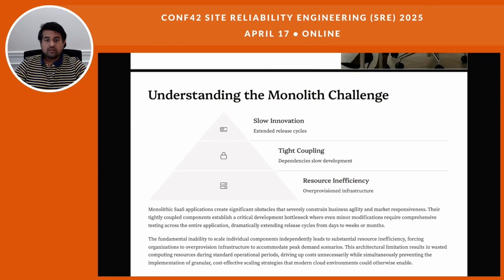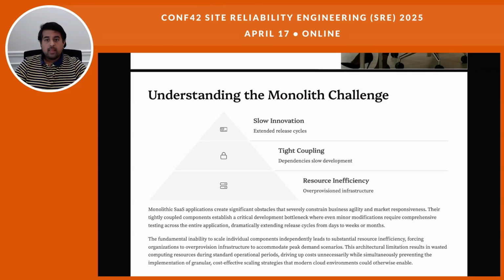Reduced innovation velocity. The complexity of changing the code and the risk associated with changes slows down the rate at which new features can be added. One study indicated a decrease of roughly 20% in the number of new features released per year.